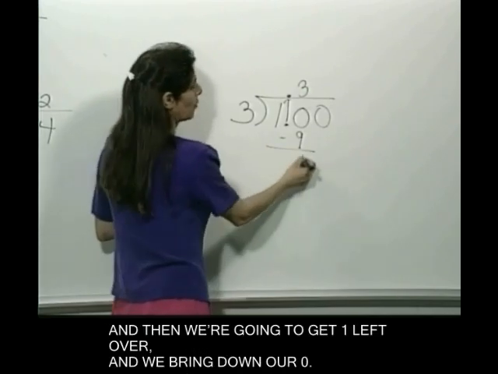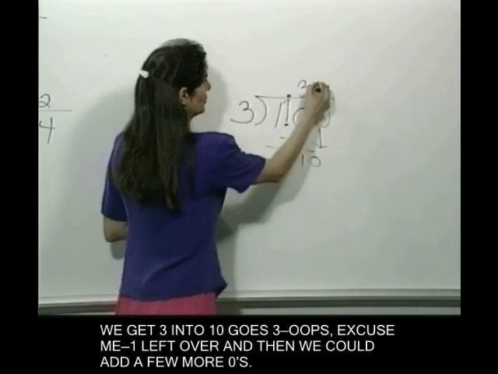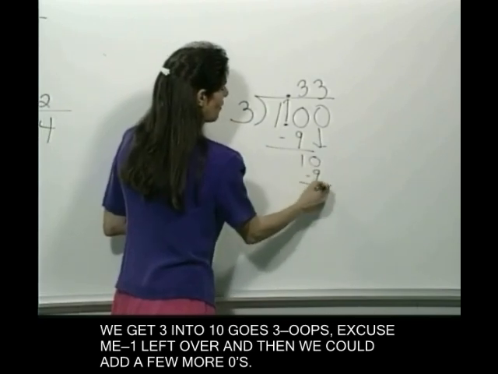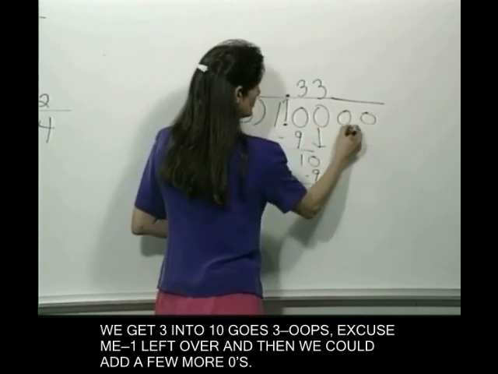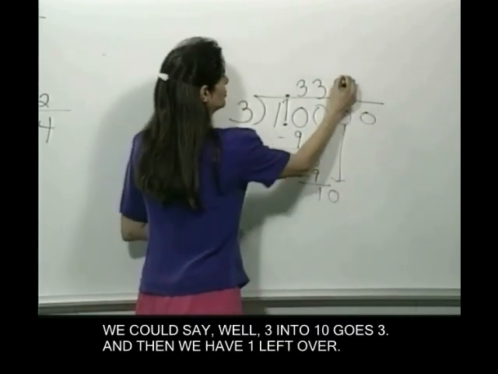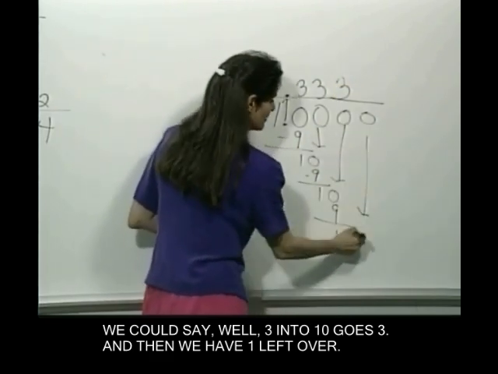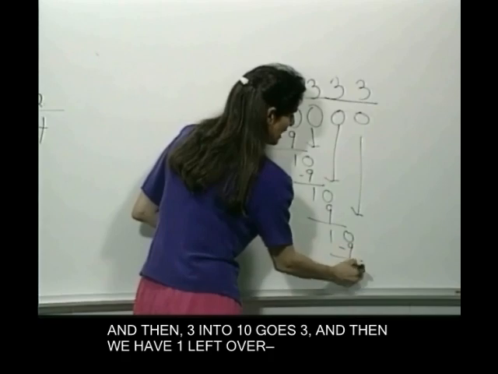And then we're going to get 1 left over, and we bring down our 0. We get 3 into 10 goes 3, with 1 left over. And then we could add a few more zeros. And we could say, well, 3 into 10 goes 3, and then we have 1 left over. And then 3 into 10 goes 3, and then we have 1 left over.